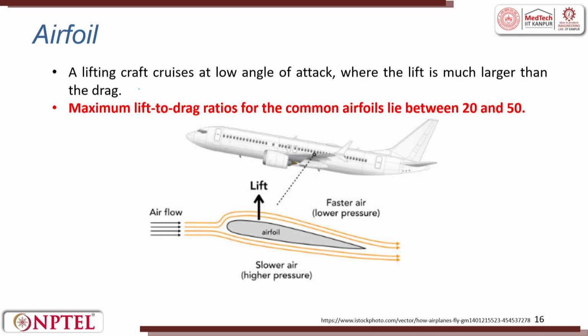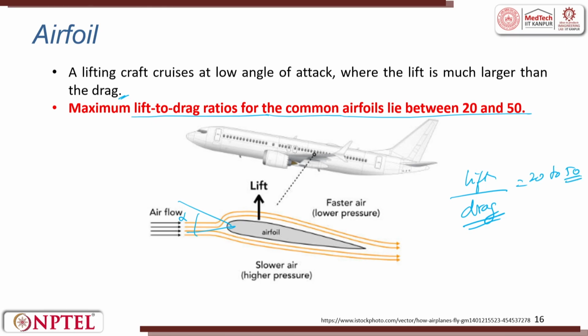A lifting aircraft cruises at a low angle of attack. What is angle of attack? Alpha, right. A lifting aircraft cruising at low angle of attack, where the lift is much larger than the drag. So, the maximum lift to drag ratio for a common aerofoil is around 20 to 50. So, drag has to be as small as possible, lift has to be as high as possible, so that you get a higher value.